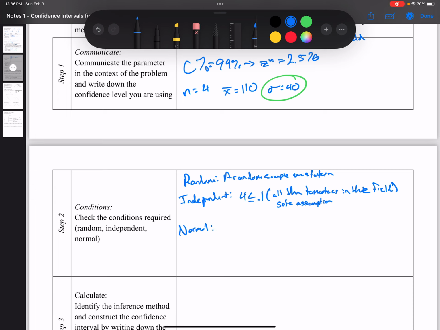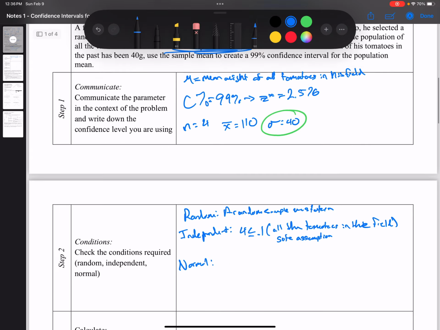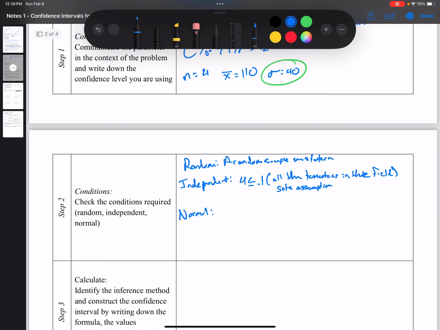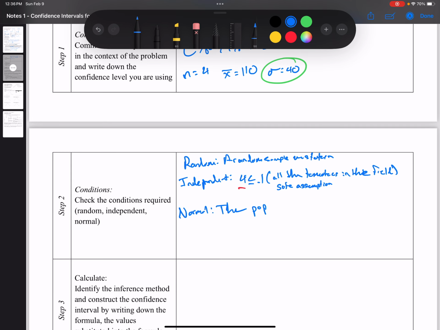Then, is it normal? Assuming the population of all tomatoes in the field is normally distributed. There we go, that's our key. That's our nice little shortcut where we don't have to worry about the central limit theorem, which would not apply in this situation because our n was 4, which is less than 30. So the population is normal.